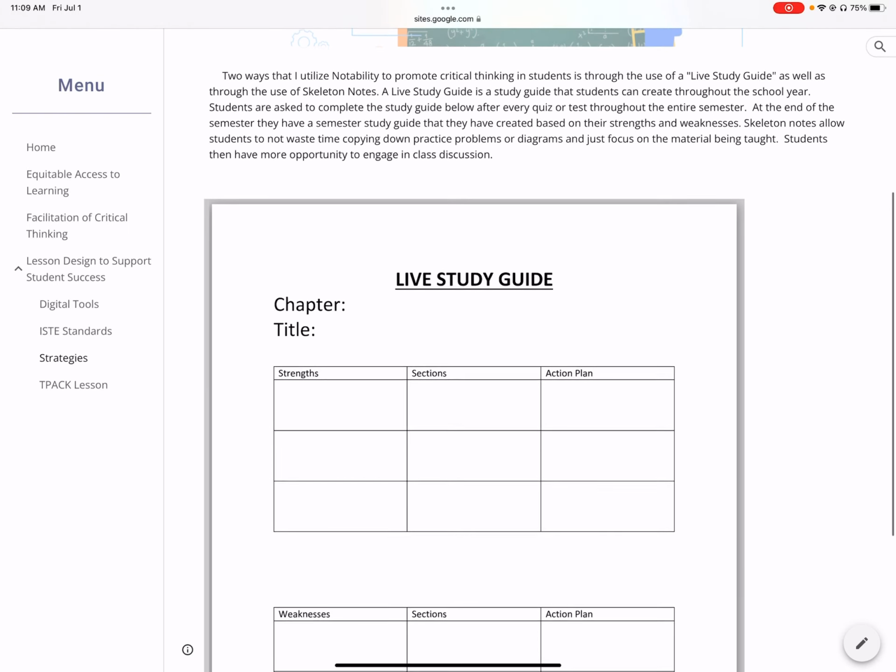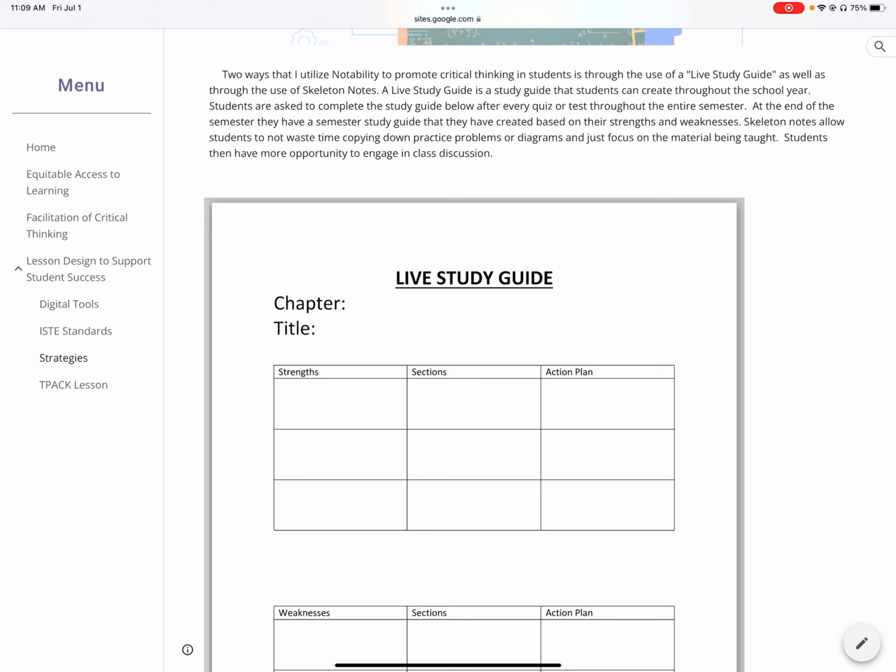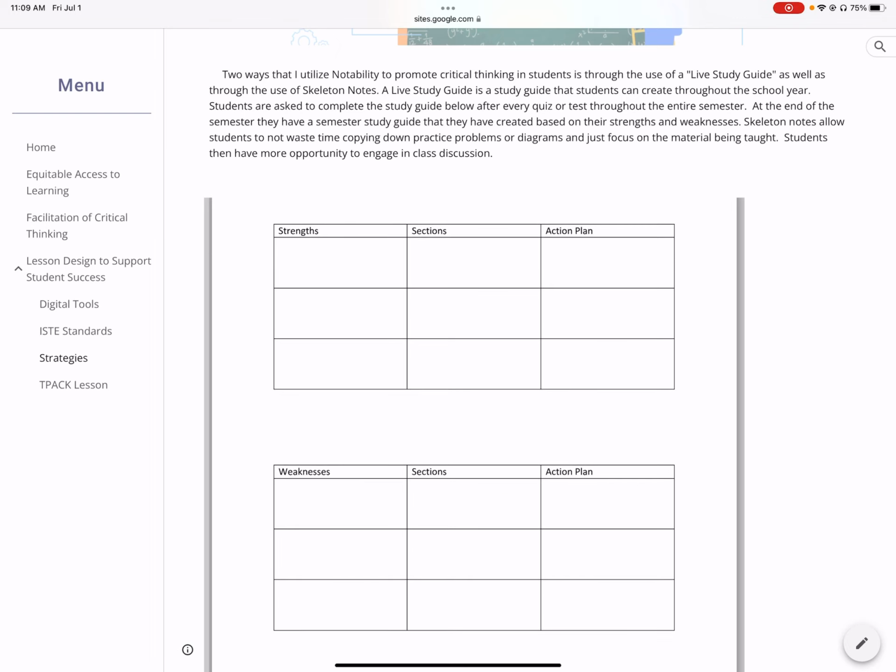One of the things that I do is create what I have called a live study guide. This study guide, the students themselves fill out after every quiz and test. We go through the test and quiz ourselves together as a class, and students will highlight things that they do well first. We want to make sure that students are highlighting what they are doing well, so that way they can feel a sense of pride through their work. And then from there, we can focus on what our weaknesses are and what we need to do.